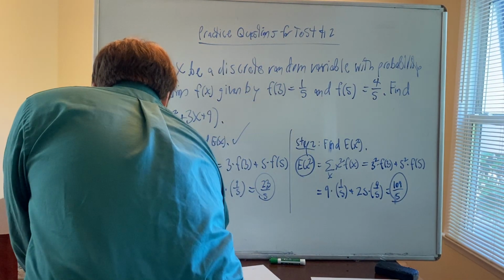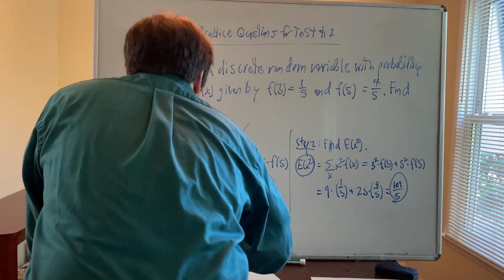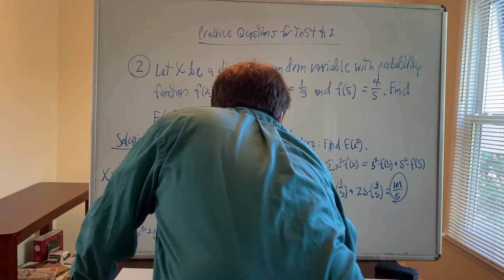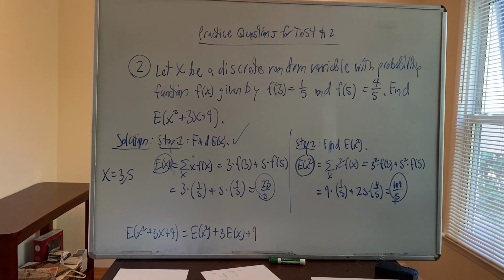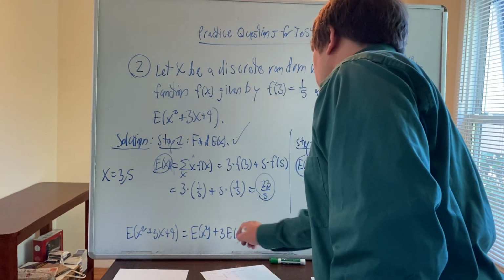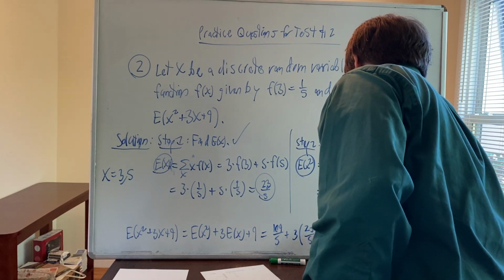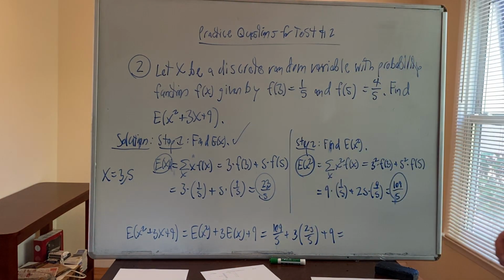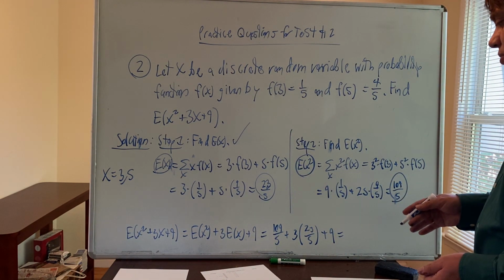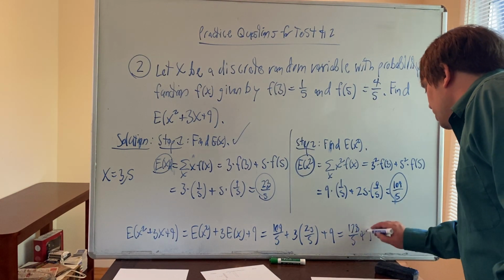Okay, good. Now, E of X squared plus 3X plus 9 is equal to E of X squared plus 3 times E of X plus 9. And so that is 109 over 5 plus 3 times E of X, which is 23 over 5, plus 9. So that's equal to 109 plus 69 over 5. 109 plus 69 is 178. So it's 178 over 5 plus 9.